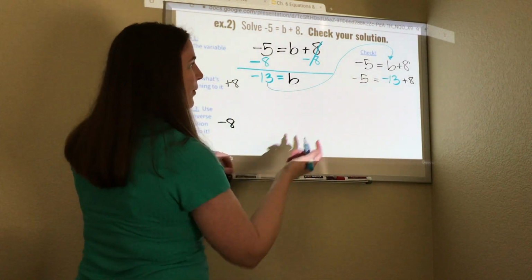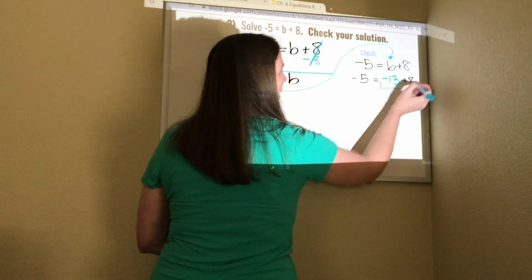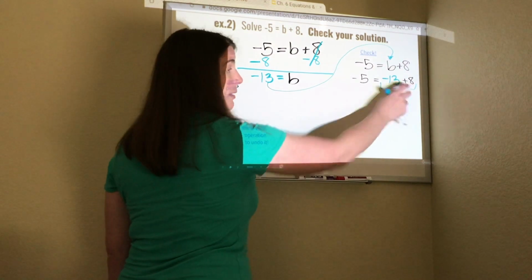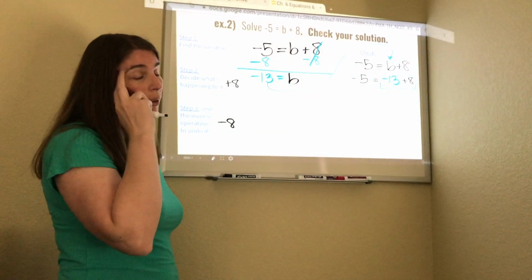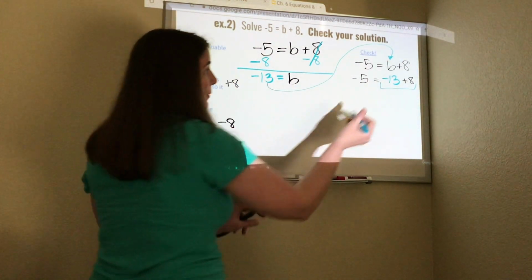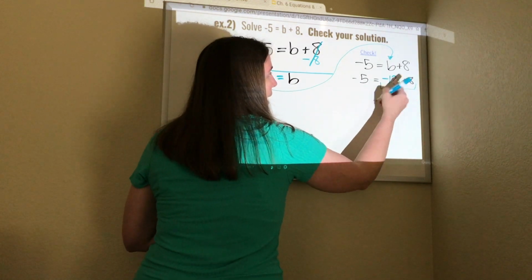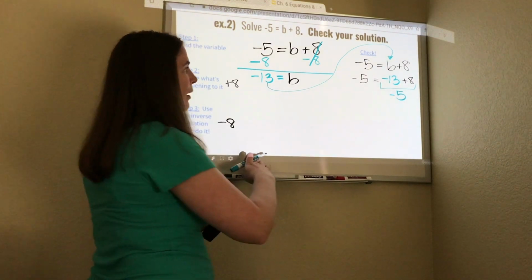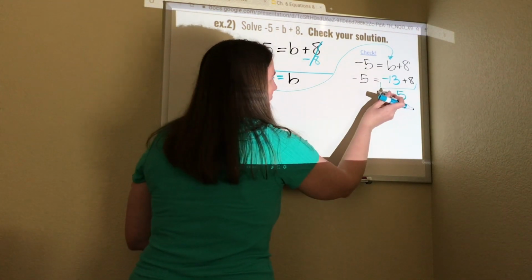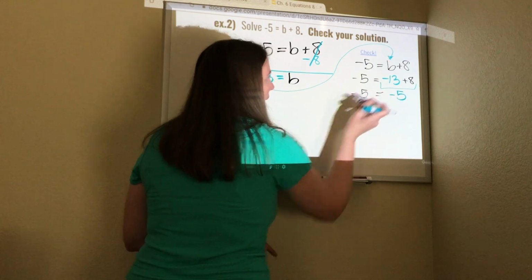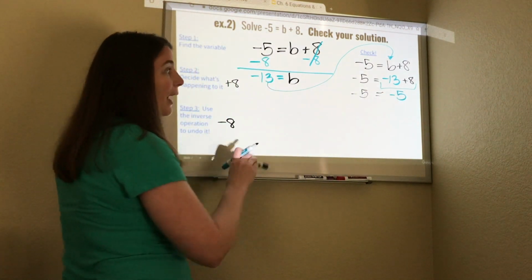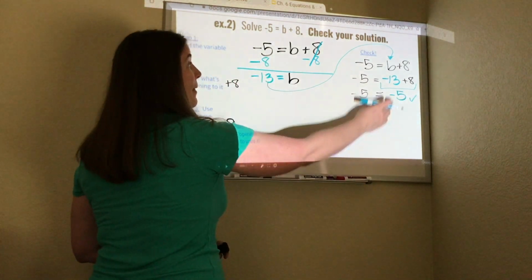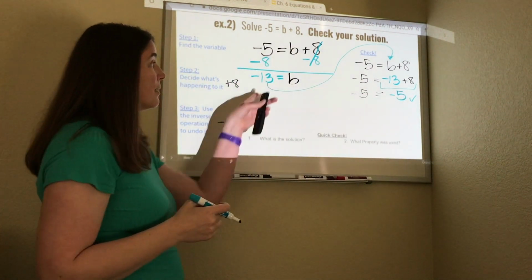So what is -13 plus 8? Since my signs are different, I have negative and positive, I'm going to subtract in my head. So 13 minus 8 is 5. And I have more negatives. So it's going to be -5. Then I rewrite everything else the same. And I have -5 equals -5. Is that true? Yes. So then that means that my solution is b equals negative 13.